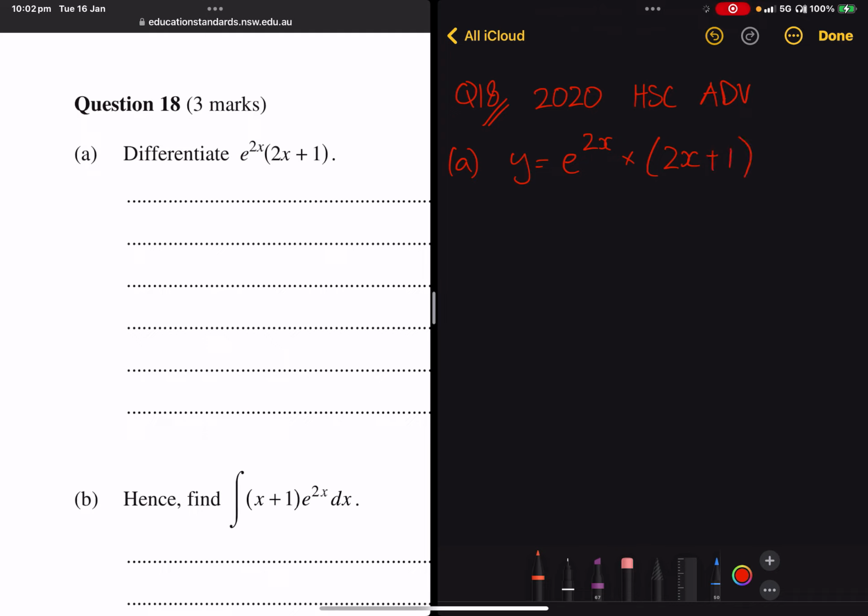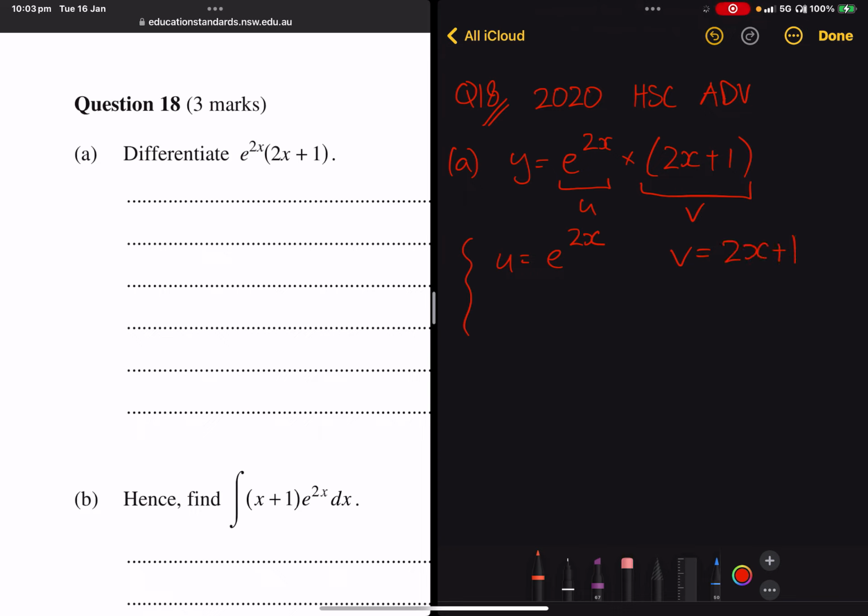Now this function, immediately when you see this, you should be thinking product rule. This is a product of 2 functions, each containing x as a variable. When you do a derivative of a product of 2 functions, each containing x as a variable, you've got to use product rule. So this is u, this is v. So u is equal to e to the 2x, v is equal to 2x plus 1.